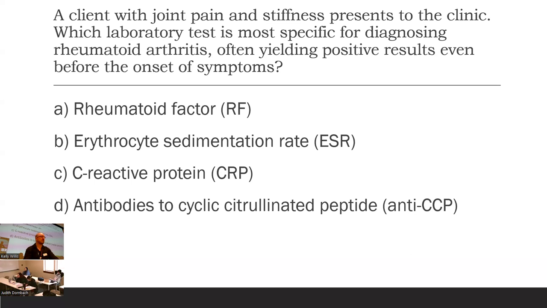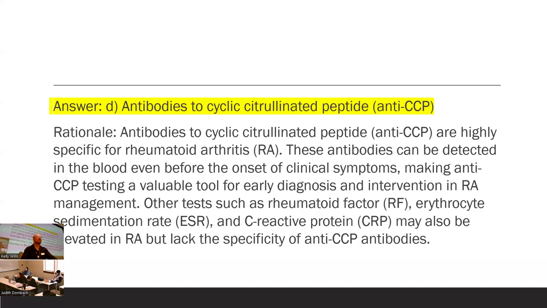ESR. C-reactive protein. And antibodies to cyclic citrullinated peptide, or anti-CCP. Good, he's remembered. Yay. So remember that one. That's just a lot more specific to RA, and they can diagnose it relatively quickly.